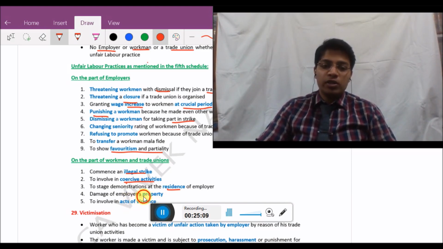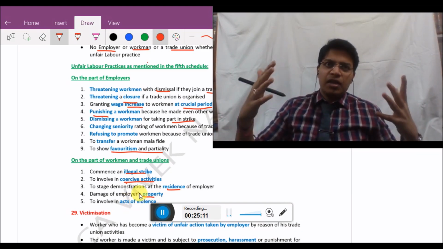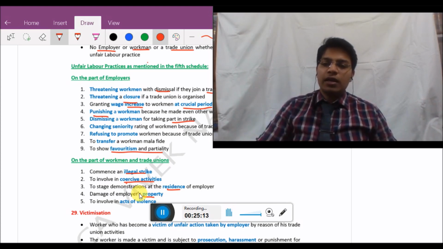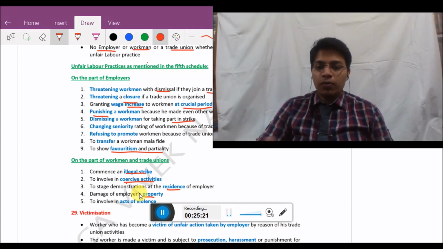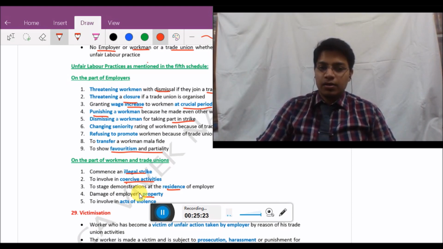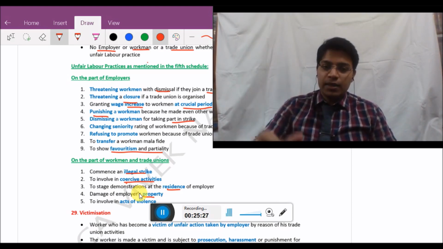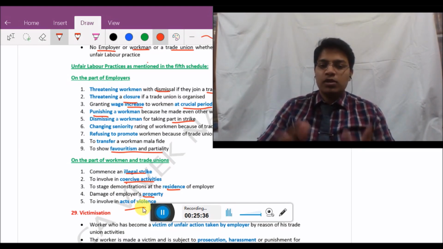Damage of employer's property. In that group, they are damaging the properties of the employer. They went to the residence, saw the employer's car, threw a stone on the car and the windshield broke. All these activities are unfair. You cannot damage the properties of the employer. You cannot go to his residence to involve in acts of violence. They are encircling the employer, protesting, hitting him, all this nonsense. So this is not allowed.